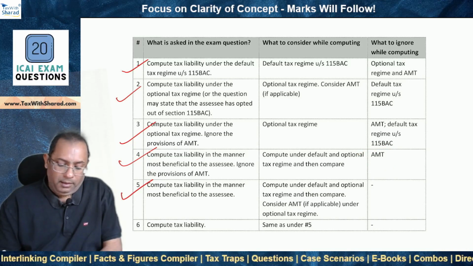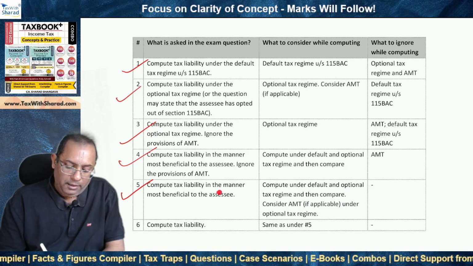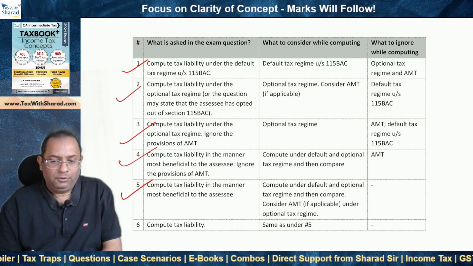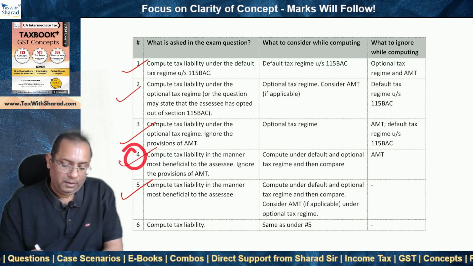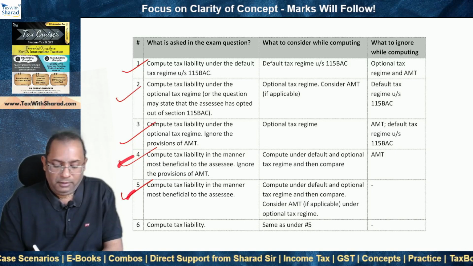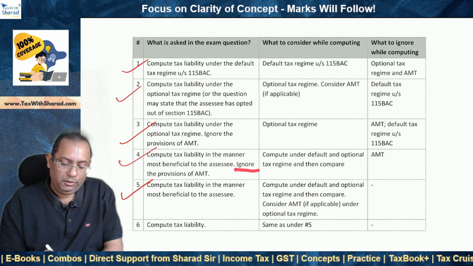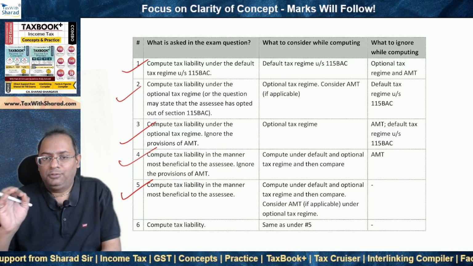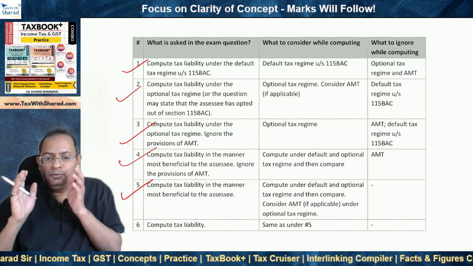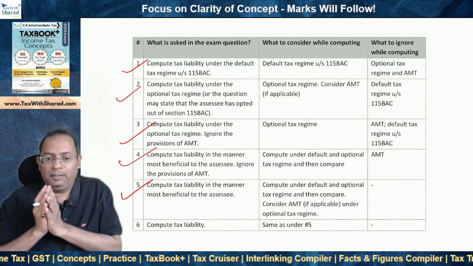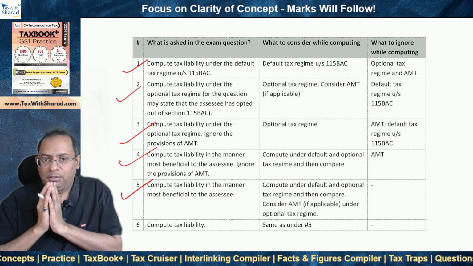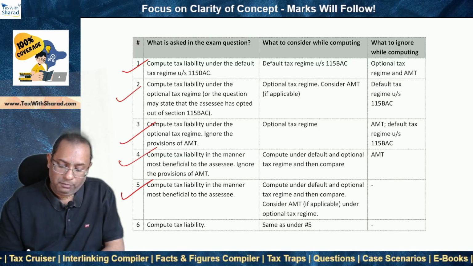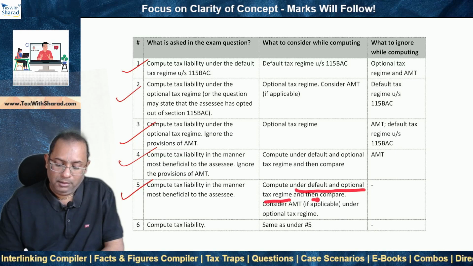Number 5. In number 5, the question will ask you to compute tax liability in the manner most beneficial to the assessee. So there is no specific reference to any tax regime, just as you saw in number 4. But the difference between number 4 and number 5 is that in number 4 you were specifically asked to ignore the provisions of AMT, whereas in number 5 there is no mention of AMT. So there is no mention of AMT and no mention of any specific tax regime. What this means is that you need to apply all the applicable provisions and then figure out the position which is most beneficial to the assessee. You should make the computation both under the default and optional tax regime and then compare.